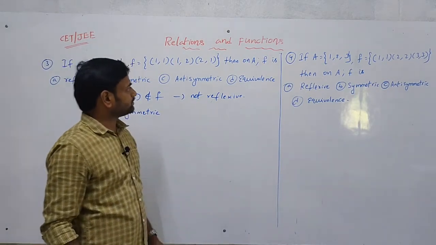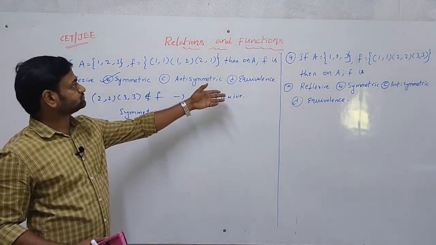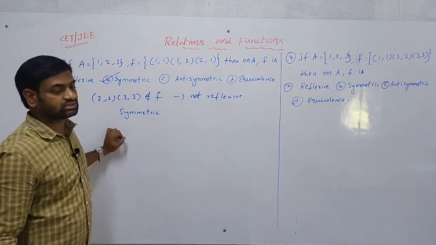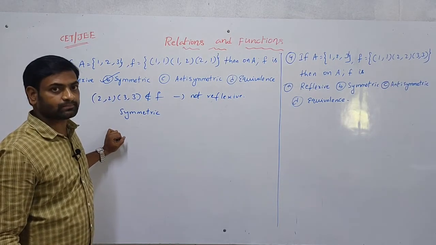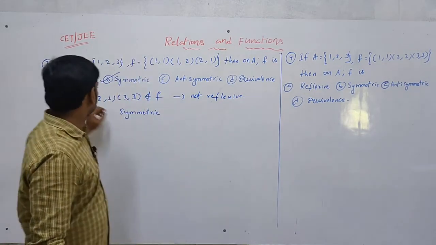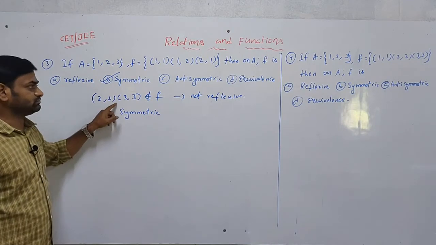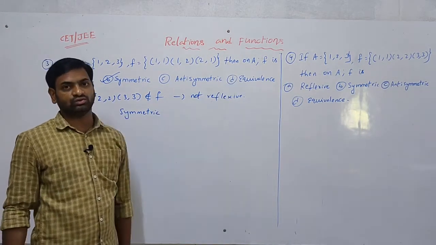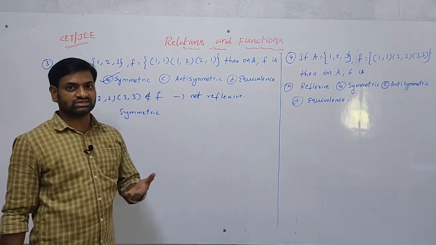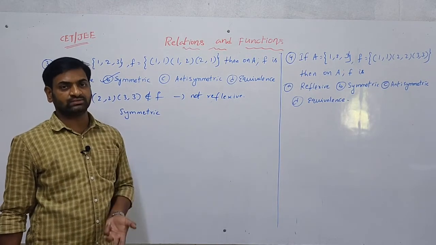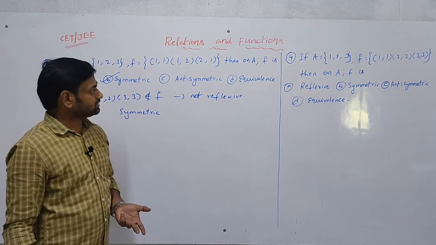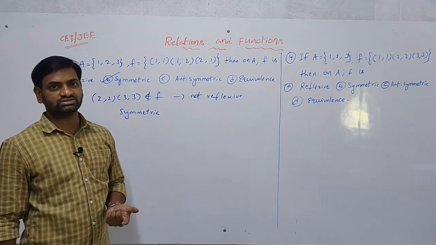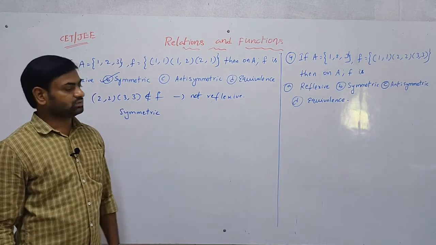Next, it is not an equivalence relation, because here it is already not reflexive. When it is not reflexive, it is not an equivalence relation. You can say it is an equivalence relation when it is reflexive, symmetric and transitive.